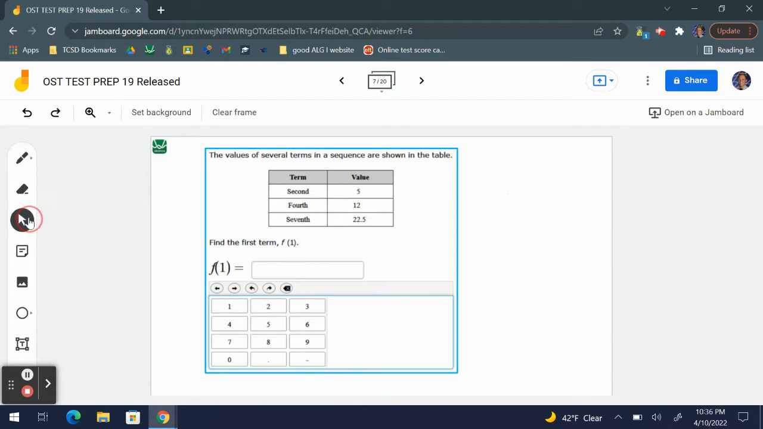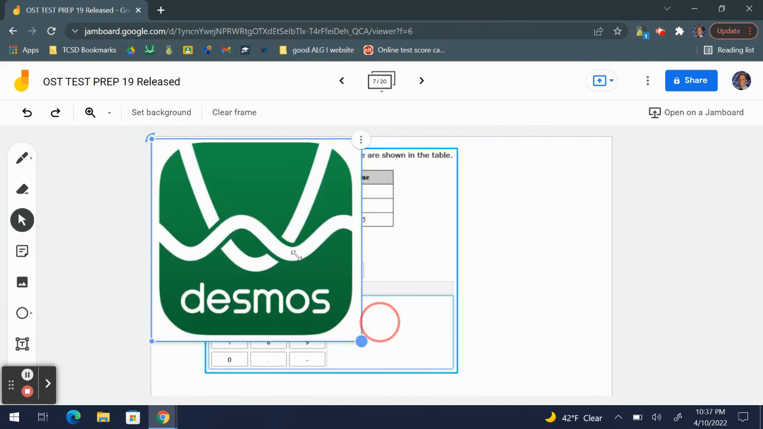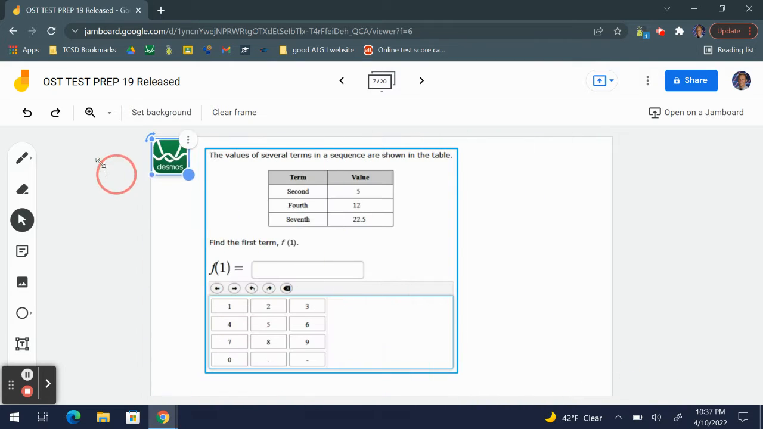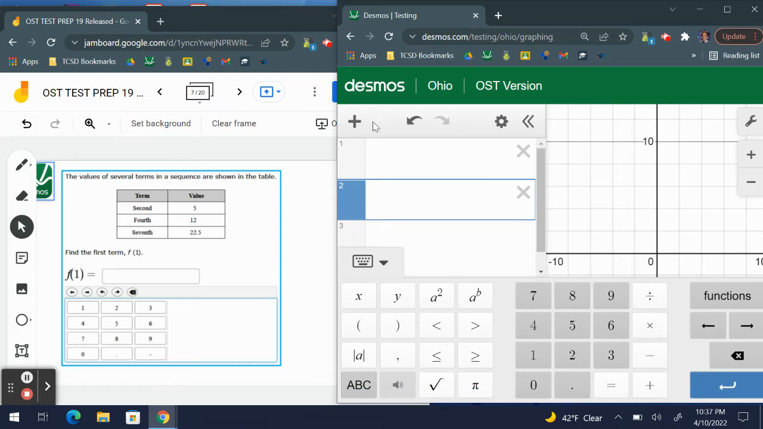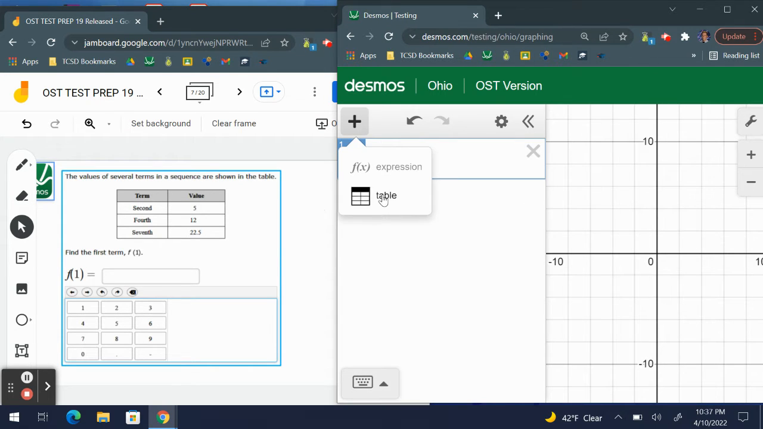So do I have good news for you? What Mr. Chaplin and I have taught you is the power of Desmos. So here's what we're going to do. We are going to put this into Desmos. So here's a table. Do you all remember how to put a table into Desmos? Pretty simple. Let's go right here. Add item, go to table.